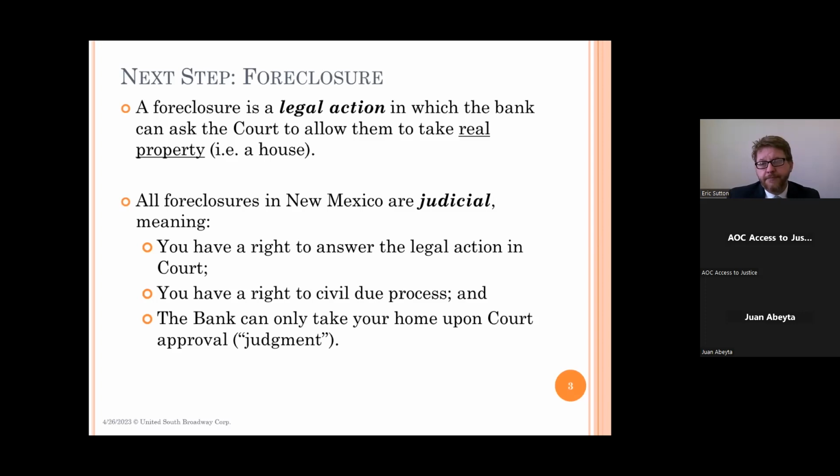That means that the borrowers have legal rights of their own. They have the rights to civil due process, meaning they have a right to know that the lawsuit's going on, and they have a right to answer it and present whatever defenses they might have or even counterclaims. That process can be fairly lengthy. At a minimum, it usually takes about a year if everything moves as quickly as theoretically possible. But most of them take a year and a half to 2 years to actually get through, again, depending on how quickly things move along.